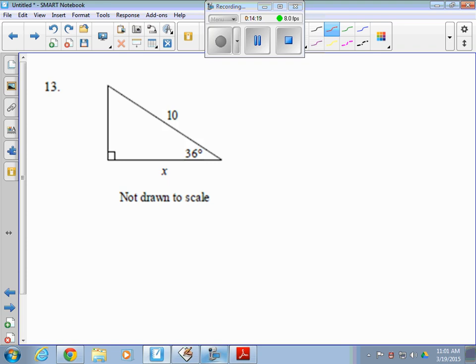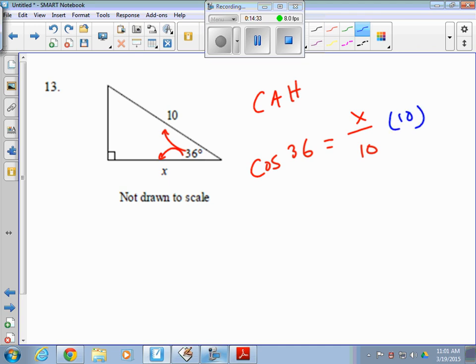Number 13, we're doing the same thing. We got an adjacent and a hypotenuse. So we're using the cosine again, the CA part. Cosine of 36 equals the adjacent x over the hypotenuse 10. Only one step this time. Multiply both sides by 10 since x is on top. So 10 cosine of 36 is going to give you what you need. You get approximately 8.1 for that one.